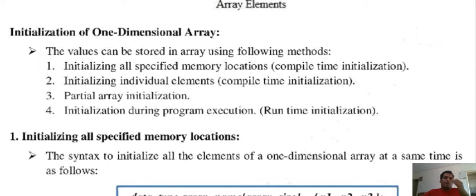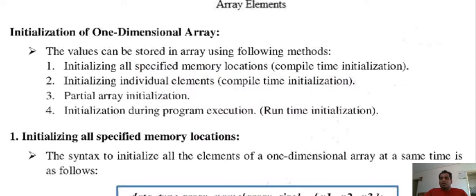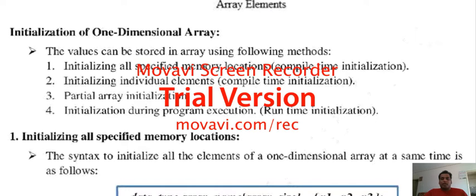Now we'll go to the initialization of a one dimensional array. If you have a variable, first we have to declare it. As I already told, if you want to store a value equal to 10, first you have to declare int a. That part we have already finished. The next part is, if you declare something, we have to give a value to it.